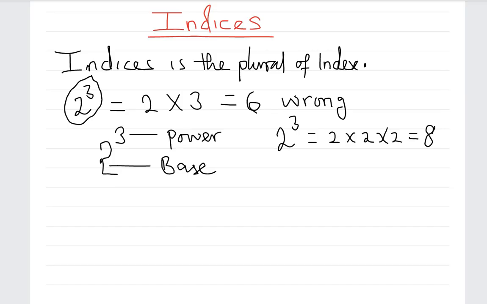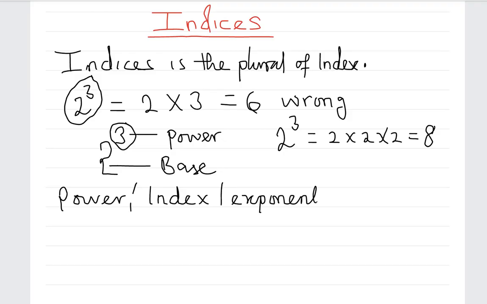So when you have something like 2 raised to power 3, this 3 is called the power. Now, instead of calling it power, you can decide to call it index. And you can also decide to call it exponent. Do you get that now? So you can call it power, index, or exponent.